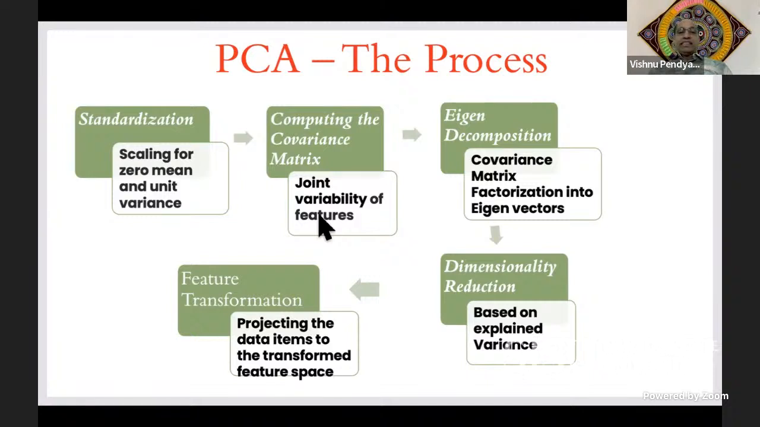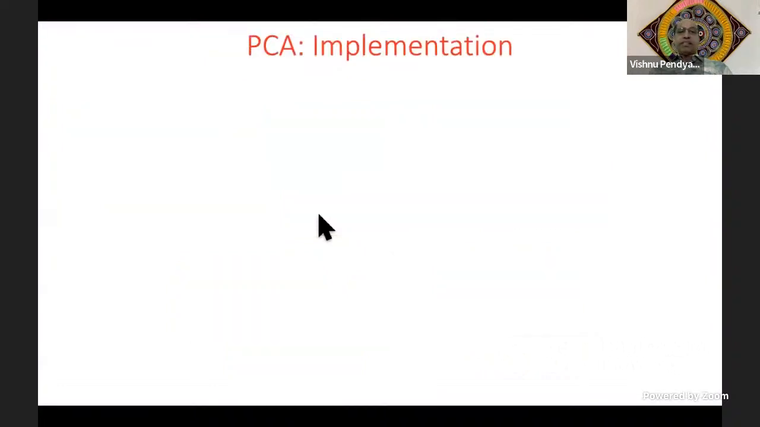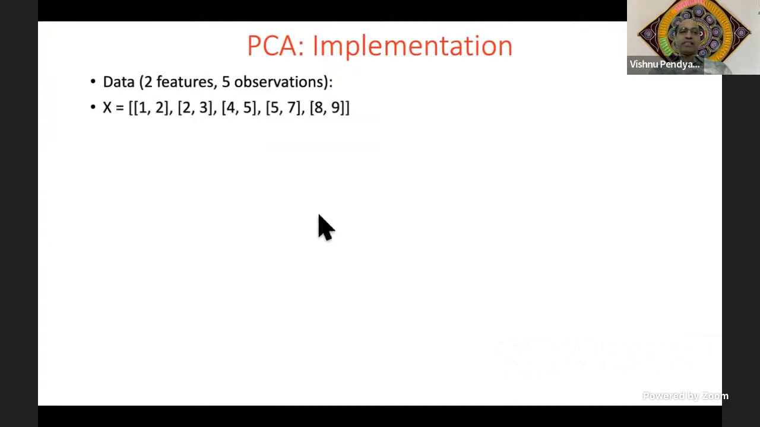So this results in a lower dimensional representation of the data that preserves most of the variance. So that is the process. So let us look at a small implementation. We have a small data set with just 2 features, that means 2 columns in the table, and 5 rows, 5 observations.